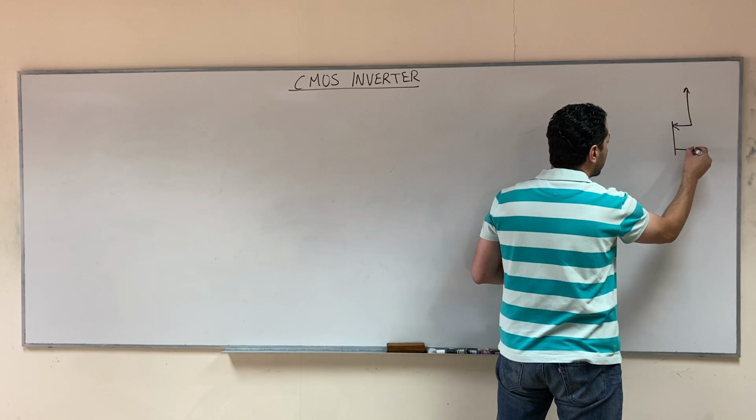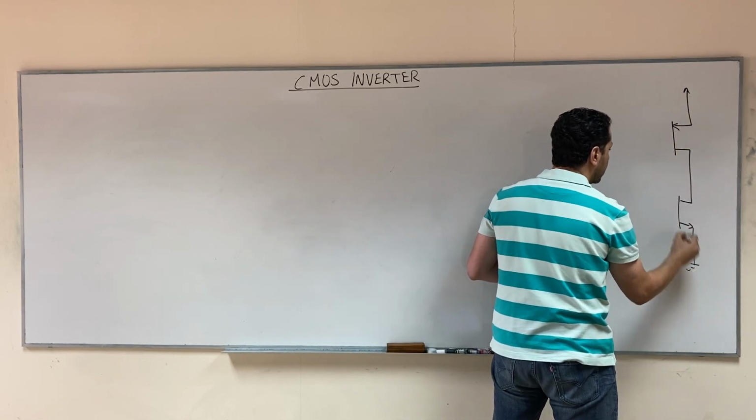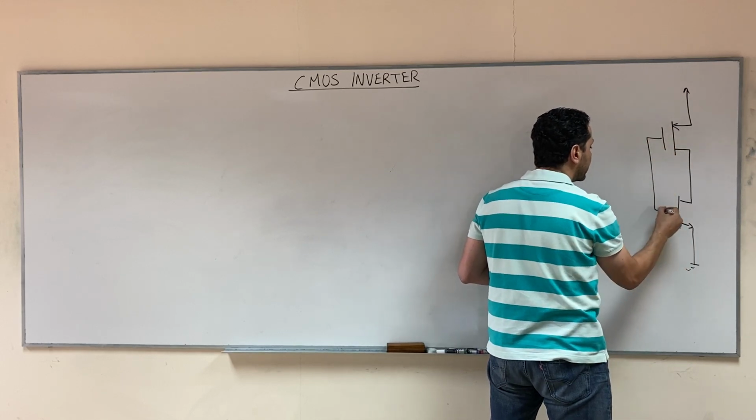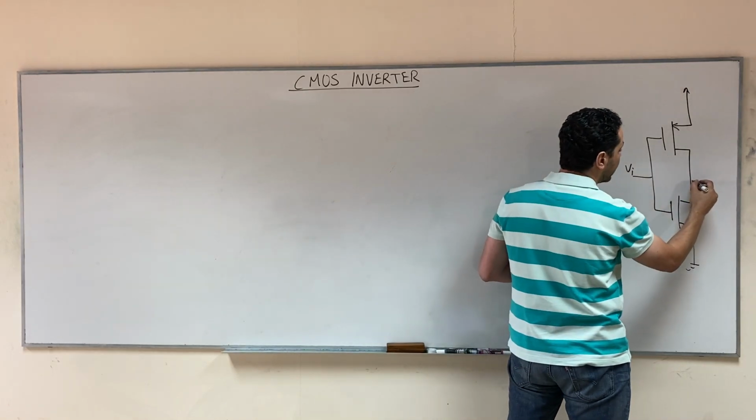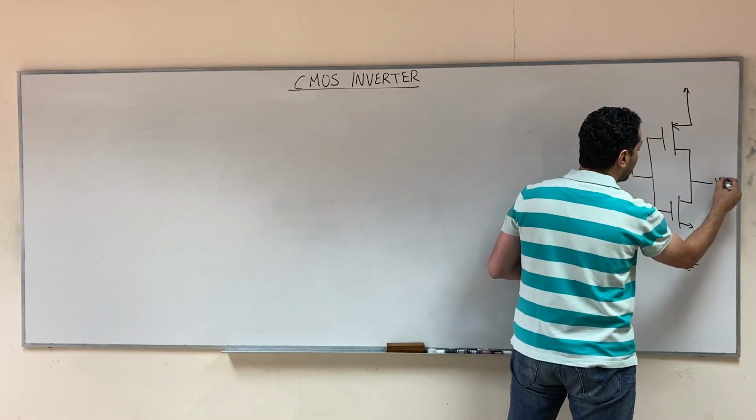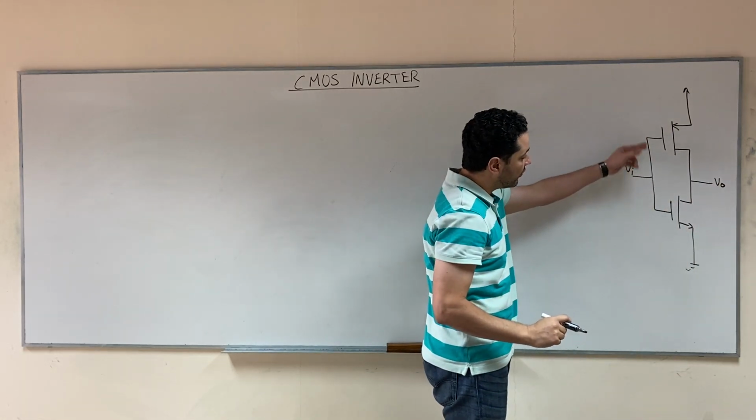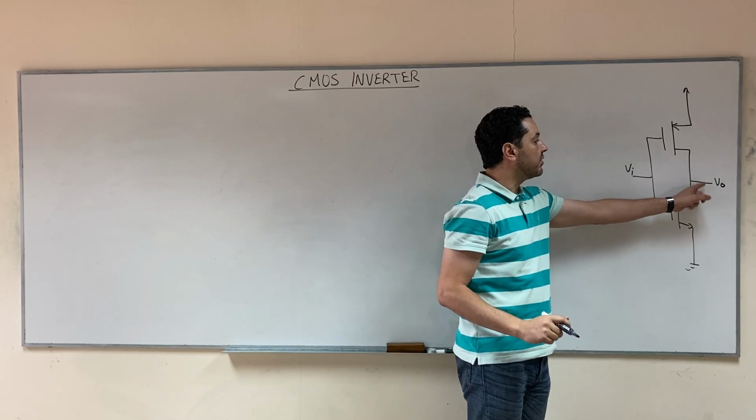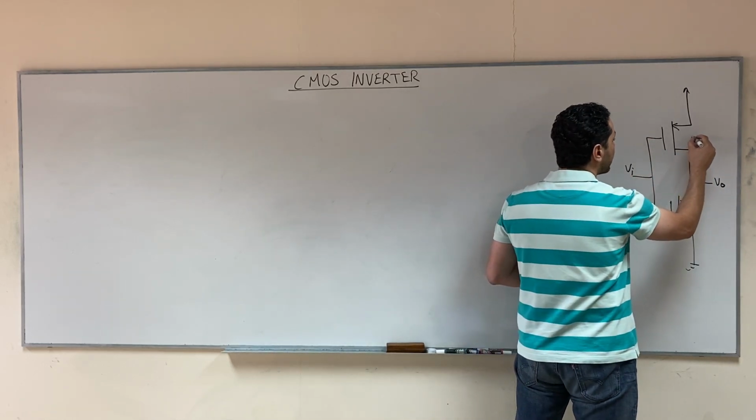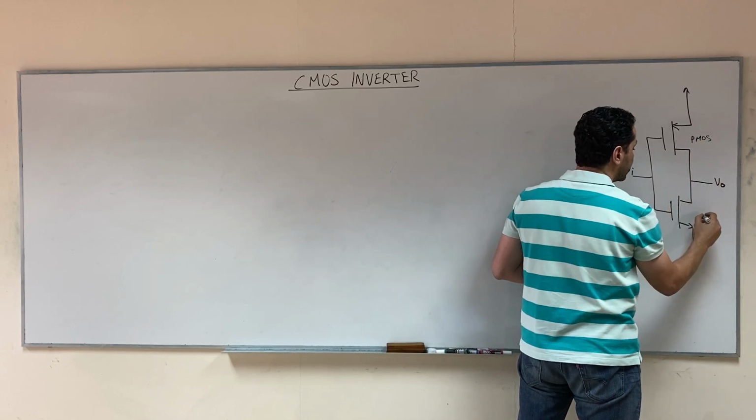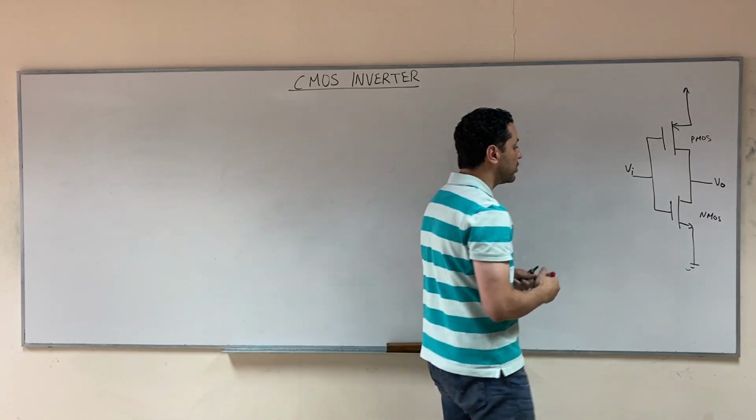So here, this is the PMOS transistor, and this is the NMOS transistor, and then we connect the two gates together to the input, and we connect the two drains together to the output. So the input is the voltage of the gate of both transistors, and the output is the voltage of the drain of both transistors. So this is a PMOS, and this is NMOS.